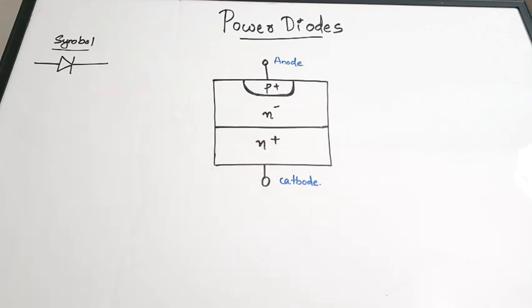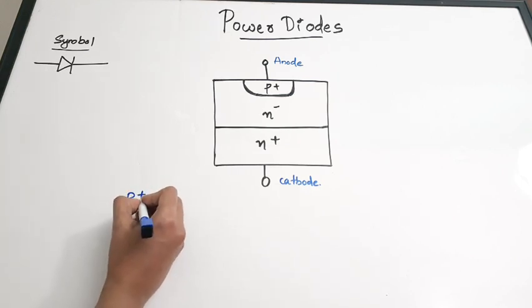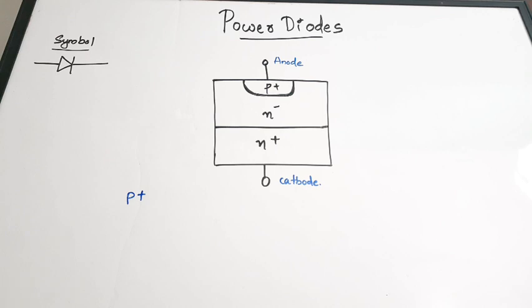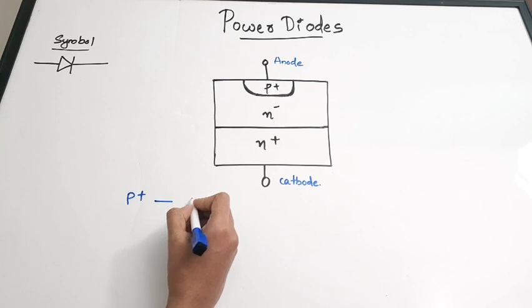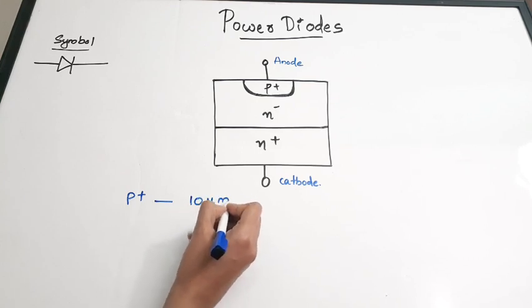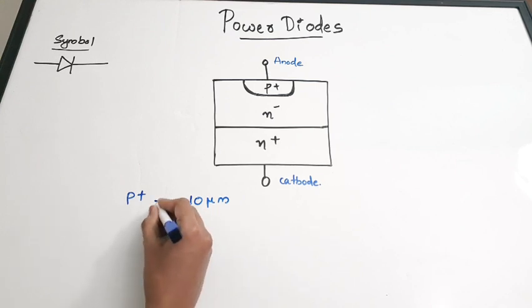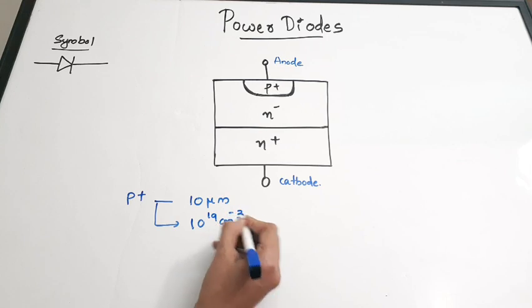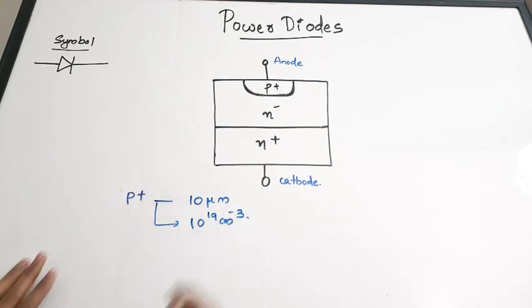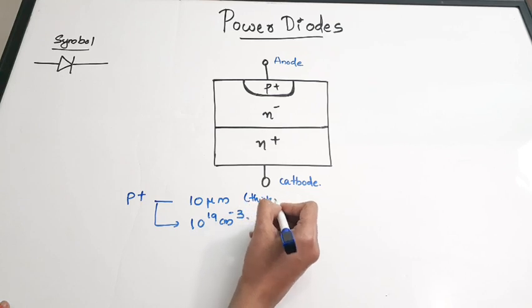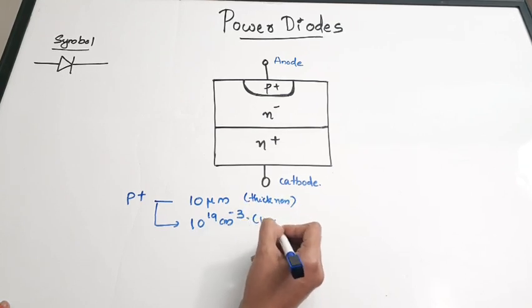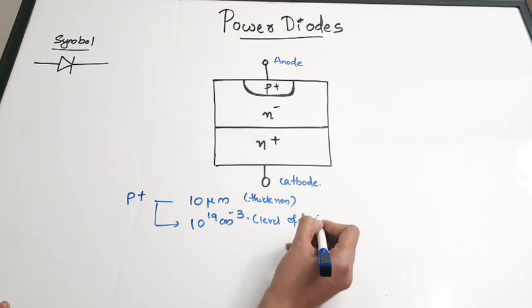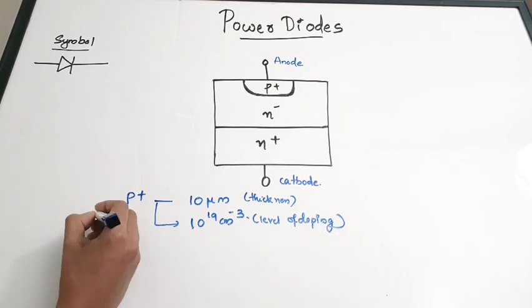Now let us see the thickness and the doping of the various layers. First, the P plus layer. The P plus layer is a heavily doped region and it acts as the anode. The thickness of this region is approximately up to 10 micrometers, and the level of doping is 10 raised to 19 centimeter raised to minus 3.